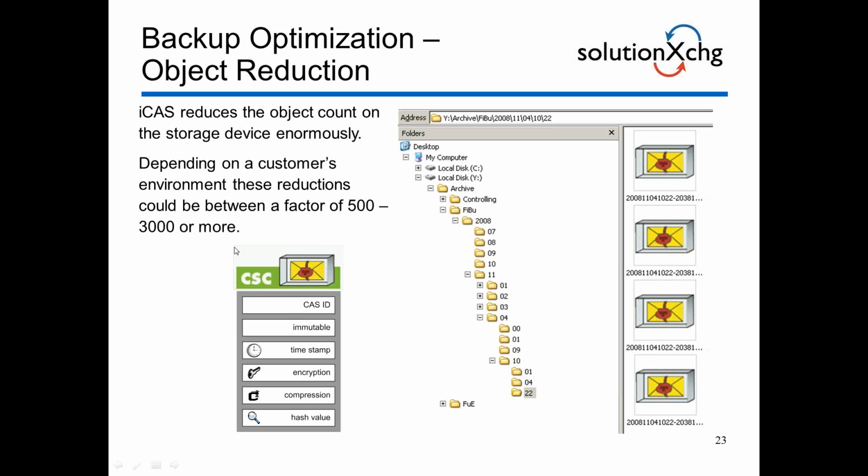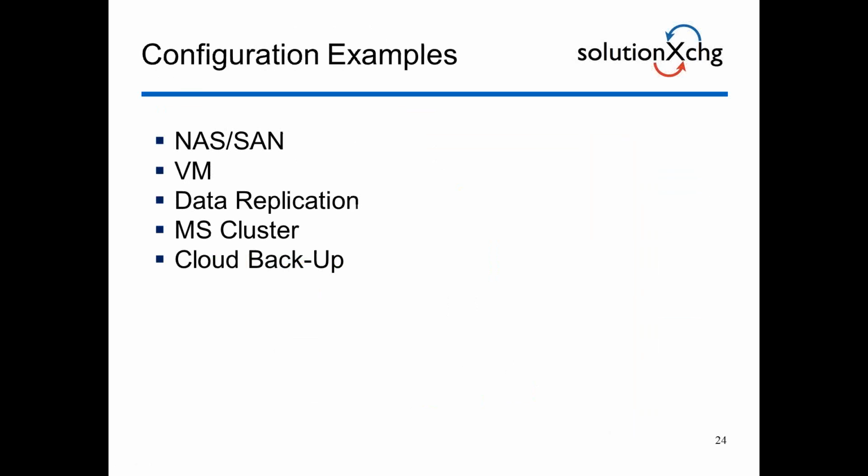Again, this little window here shows you what is all part of a content storage container file. It has its file ID, a CAS ID. It is protected, immutable, has a timestamp, has encryption if encryption has been turned on, is compressed if compression has been turned on, and the file name consists of this 512-bit hash value protecting it.